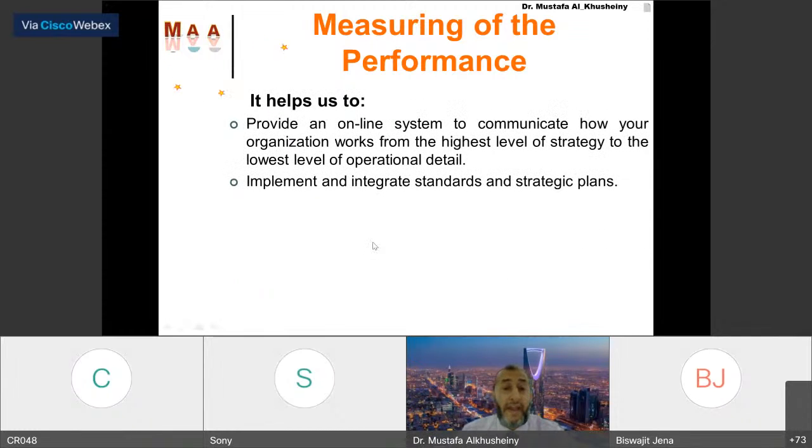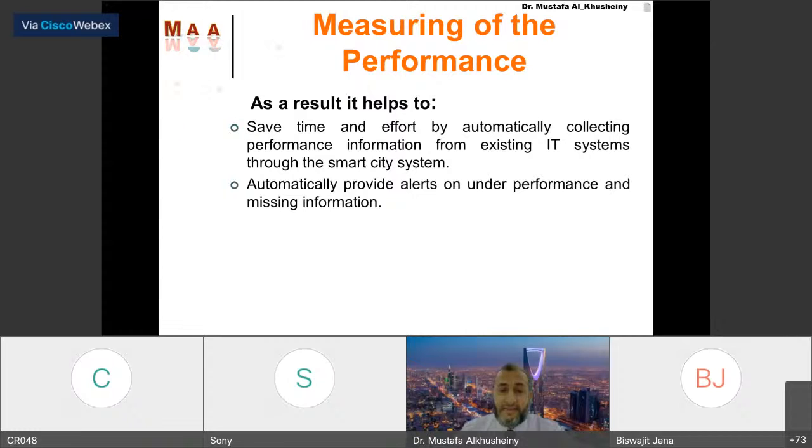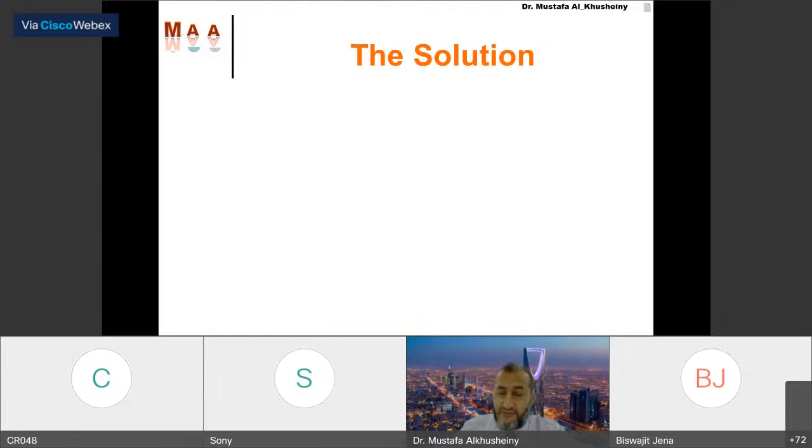It also helps to provide an online system to communicate how our organization works, from the highest level of strategy to the lowest level of operational detail, and to implement and integrate standards and strategic plans. As a result, we can save time and effort by automatically collecting performance information from existing IT systems through the smart city system, and automatically providing alerts on underperformance and missing information.